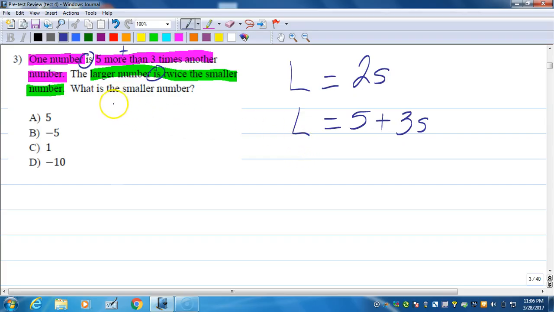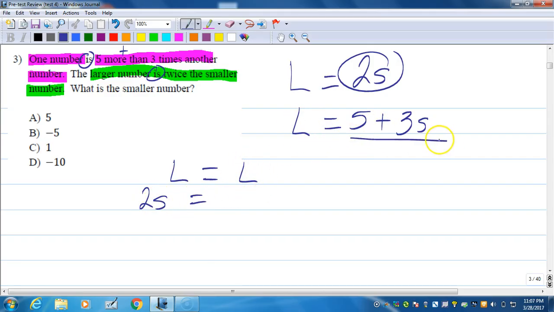Alright. Now it says, what is the smaller number? Now we need to solve for S. We're going to do substitution in these two equations. It says L equals 2S. In other words, L equals L. This L is 2S. So for this L, I'm going to put 2S equals, here's L, equals 5 plus 3S. And now I can solve for S using Algebra 1.